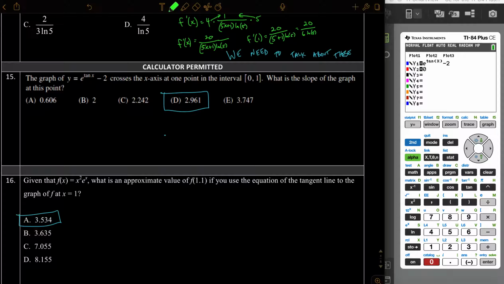Multiple choice question. They tell us the graph of e to the tan x minus 2 crosses the x-axis at one point on the interval 0 to 1. What is the slope of the graph at this point?